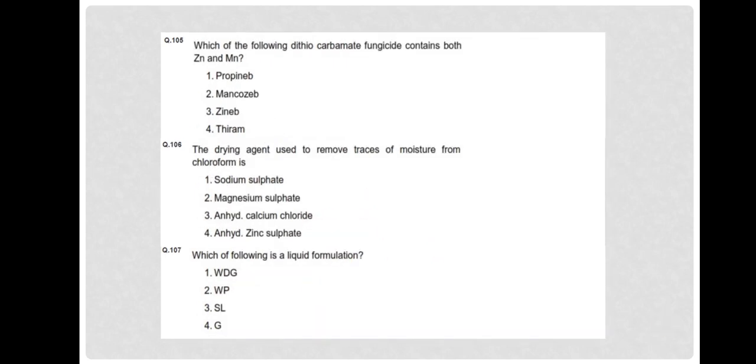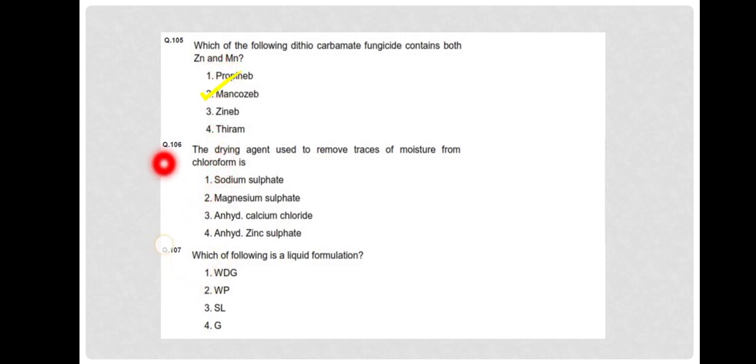Next, question number 105. Which of the following dithiocarbamate fungicides contain both Zn and Mn? So the answer is Mancozeb. Mancozeb is a broad spectrum fungicide that is formed by a mixture of two fungicides, that is Zineb and Maneb, and it contains 60% Mn and 2% Zn.